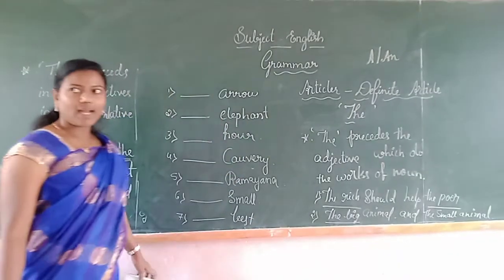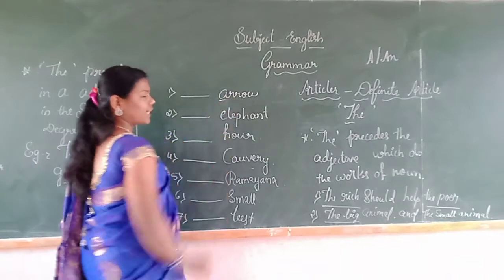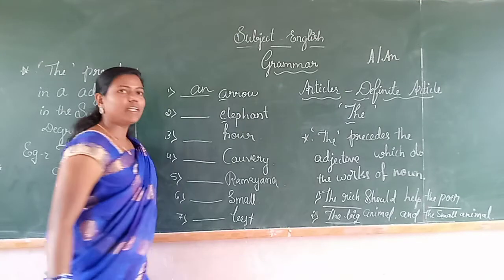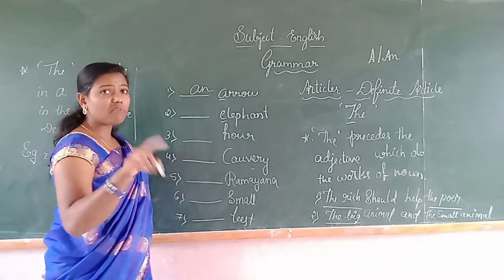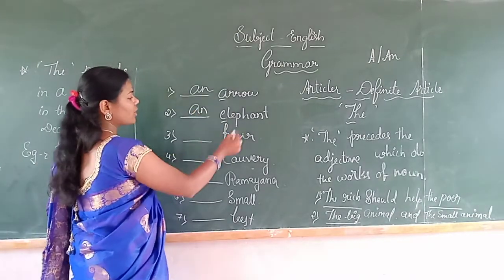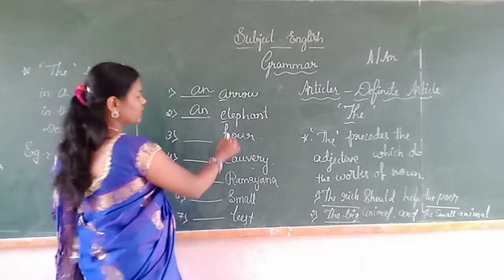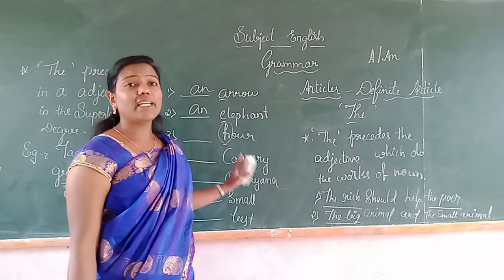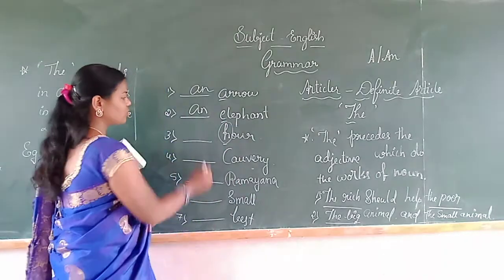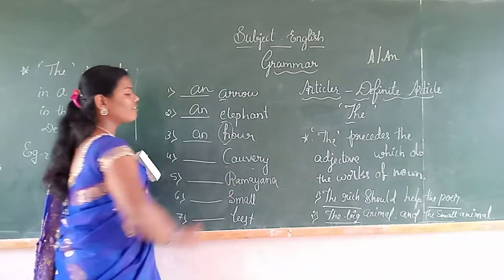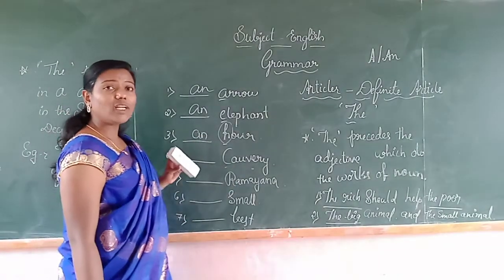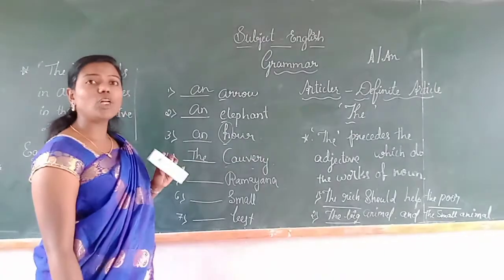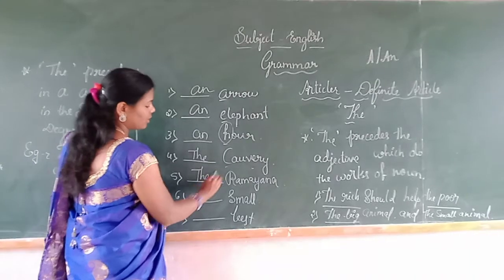Dash, arrow. Here it creates a vowel sound, so we use an. Elephant. Here e also creates a vowel sound, we use an. Hour. Here h is silent, the word begins with a consonant letter but it creates a vowel sound, hour. So we use an. Kaveri. It is one of the holy river names, so that's why the Kaveri. Ramayana. It is a holy book name, that's why the Ramayana.